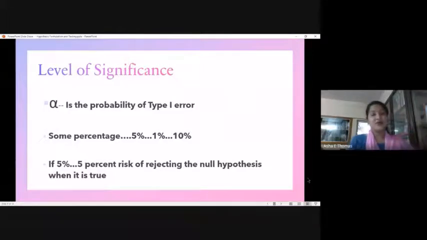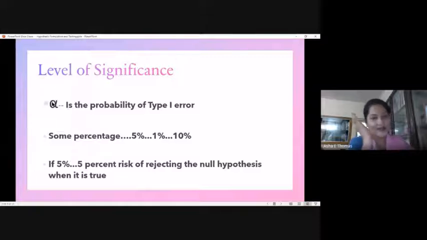Now, today we are going to talk about something called the level of significance. It's very important for every statistical test, like hypothesis testing, that we go with the level of significance. It is otherwise denoted as alpha, and it is the probability of committing type 1 error.